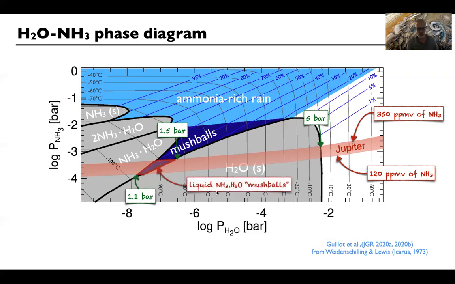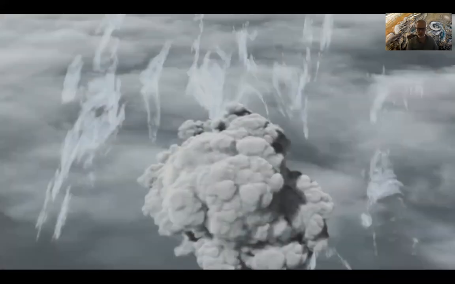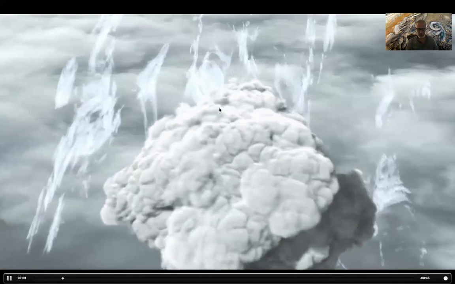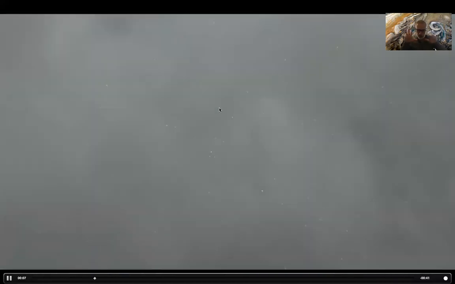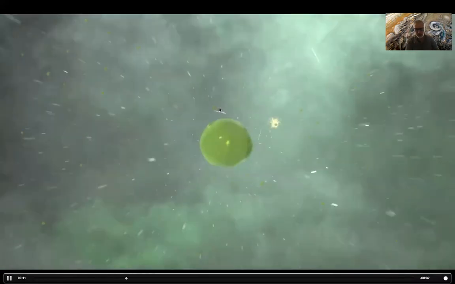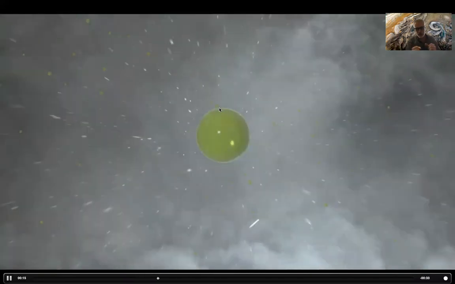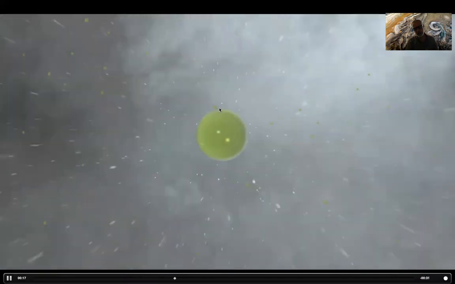So in this region, we're forming these liquid mush balls. And now I'm just going to show you an artist's conception of this mechanism based on the Juno observations. So we're going into one of these storms. You're seeing these little ice crystals, and then this mush ball forms thanks to the absorption of ammonia vapor.